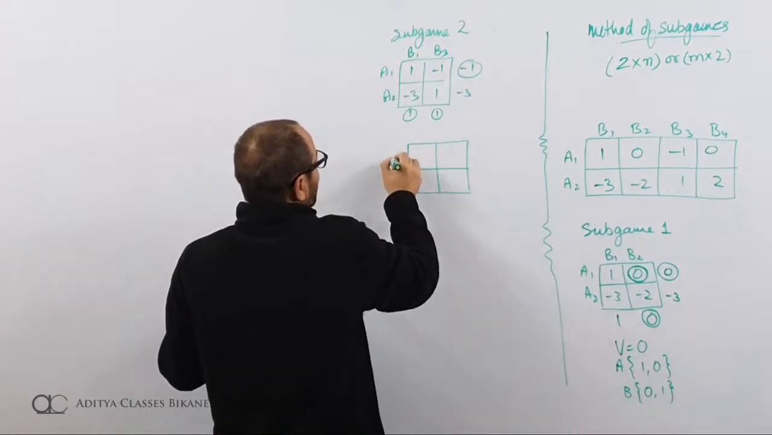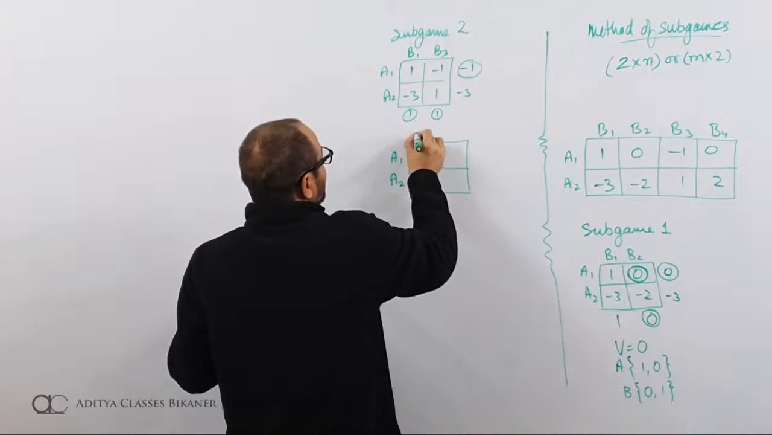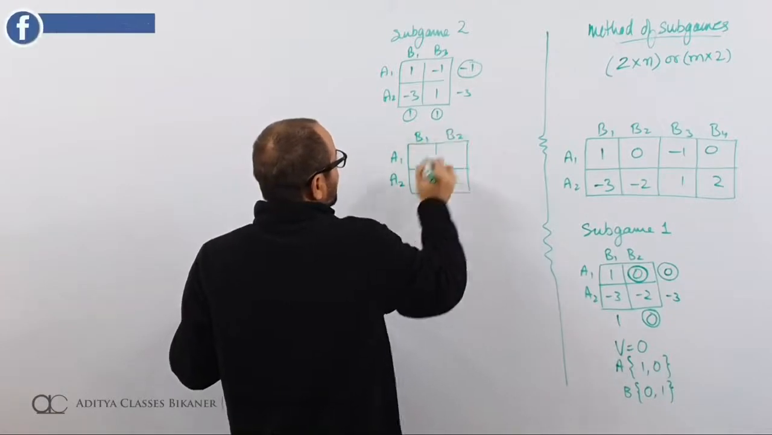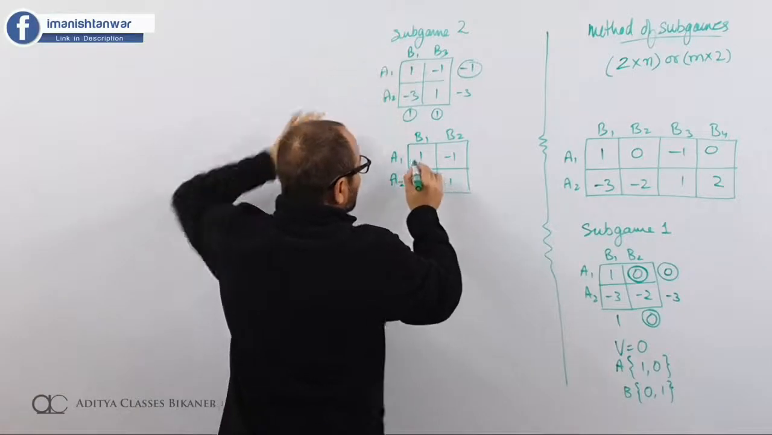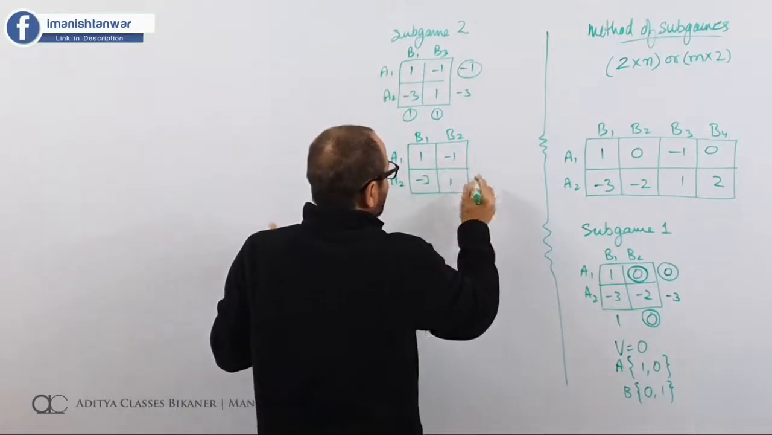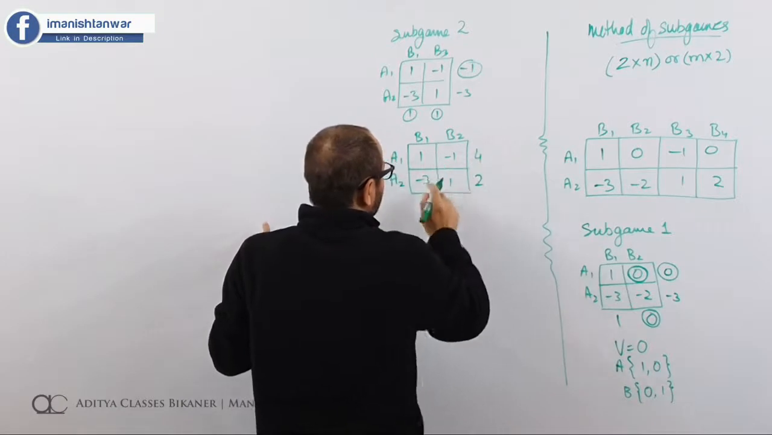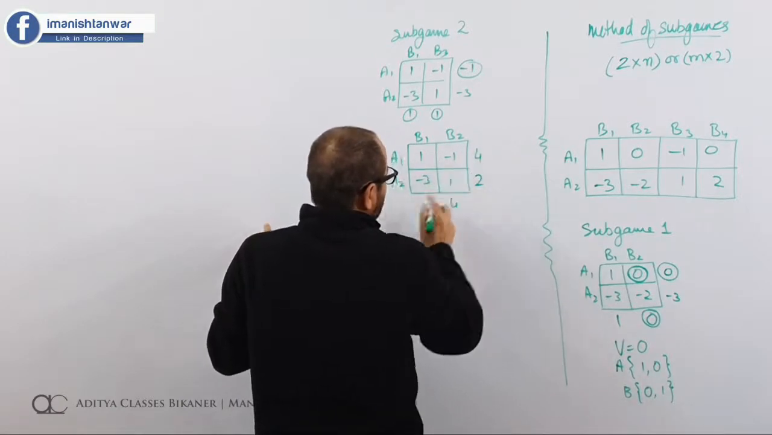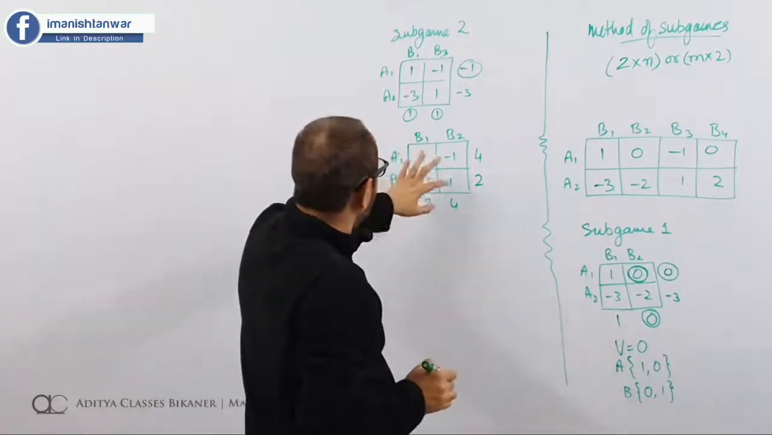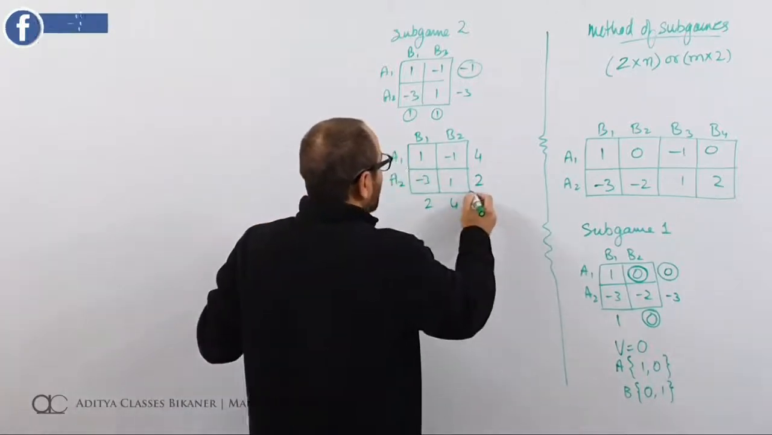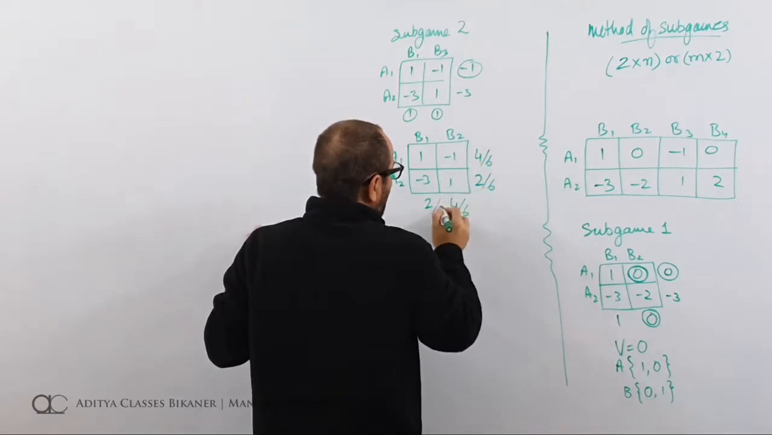It is not a stable game. A1 and A2 we have. Then we have B1 and B3. Values are 1, minus 3, minus 1 and 1. Difference of 1 and minus 1 would be 2. 1 and minus 3 would be 4. It will be 4 and this will be 2. So what do we have? What are the odds? Odds are 4 by 6, 2 by 6, 4 by 6 and 2 by 6.